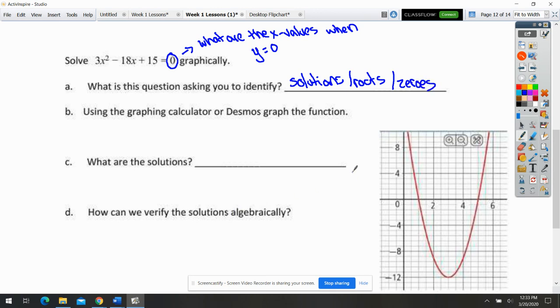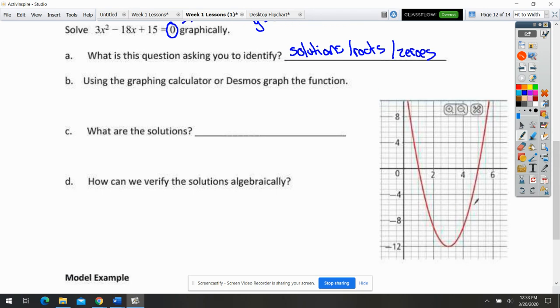All right, so using your graphing calculator or Desmos, graph this function. You're just going to put in 3x squared minus 18x plus 15. And I have a picture of what that looks like on Desmos. So you go to Desmos, type it in, or I have the picture here for you. And what are the solutions? Of course, we're looking for where the parabola hits the x-axis. It hits right here. This is one solution, and this is another solution.